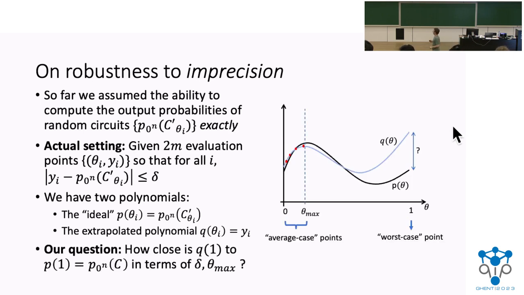So the real question is very easy to state mathematically. If we have these approximate points, and we use them to extrapolate our polynomial, and these points are very close to the actual polynomial, delta close on a narrow subinterval of the unit interval 0 through theta max, then how close are the two polynomials all the way over at theta equal 1? Because that's the evaluation of our worst case circuit. That's what we want to compute.